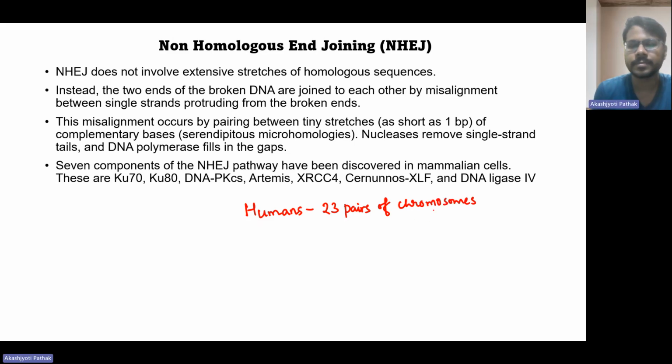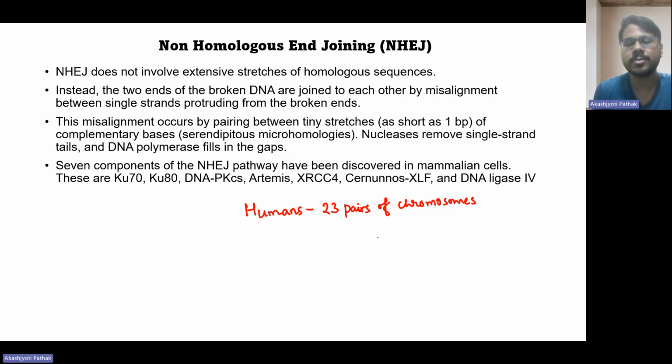And how do we get these 23 pairs of chromosomes? One set of chromosomes we get from the father, and another set of chromosomes is obtained from the mother. So there are two copies of each chromosome. If we talk about chromosome number one, one is coming from the paternal side and another is coming from the maternal side.